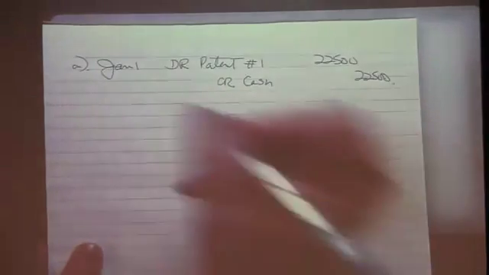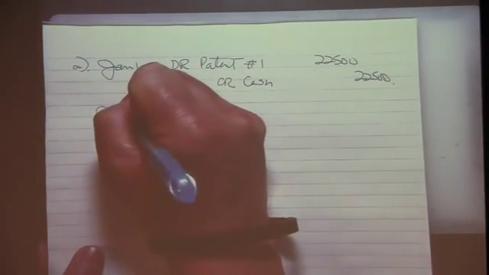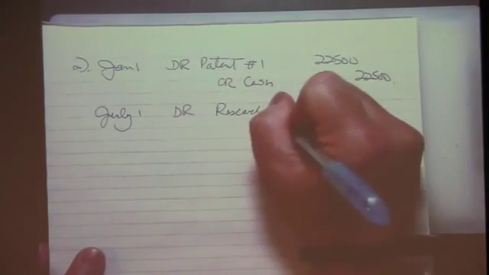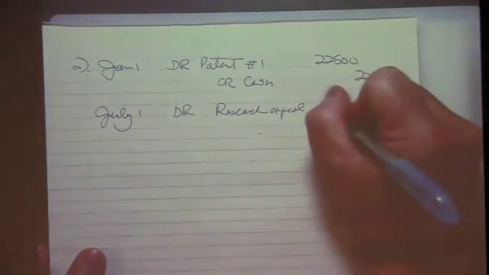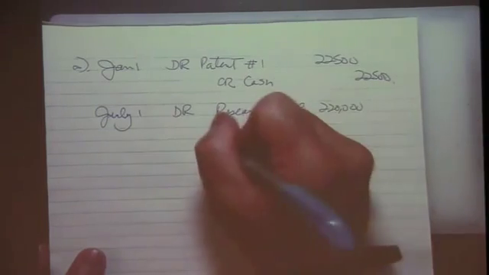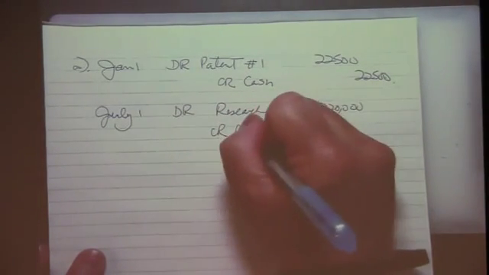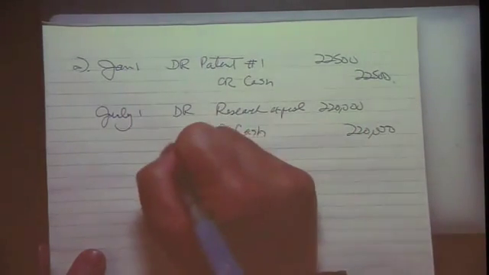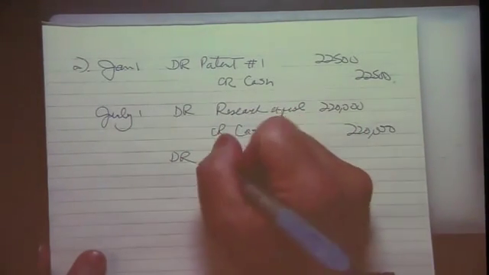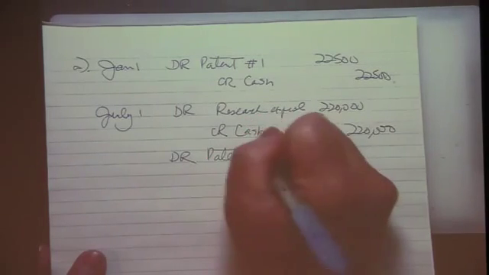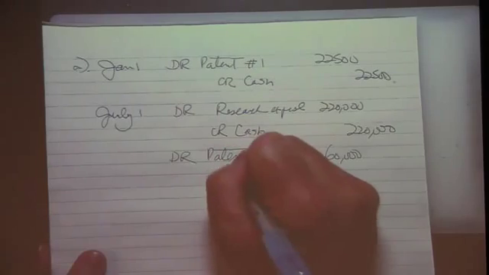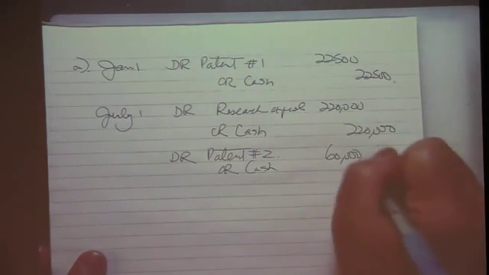So on July 1st, the entry is, we're going to debit research expense for the $220,000 and credit cash for $220,000. And then we can capitalize the second patent, so debit patent number 2, $60,000, credit cash $60,000.